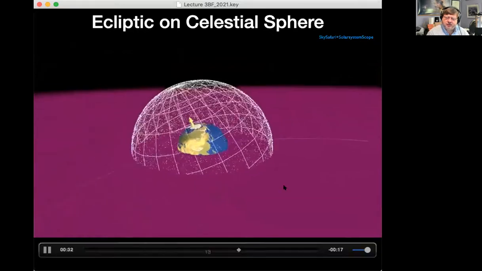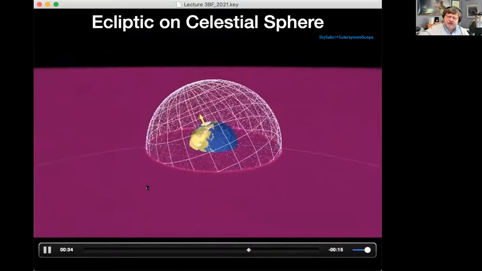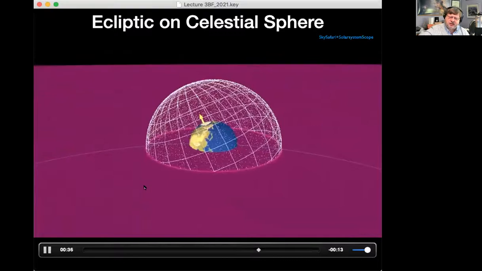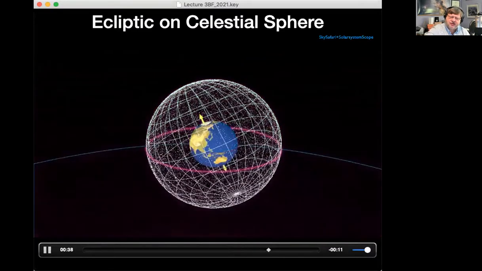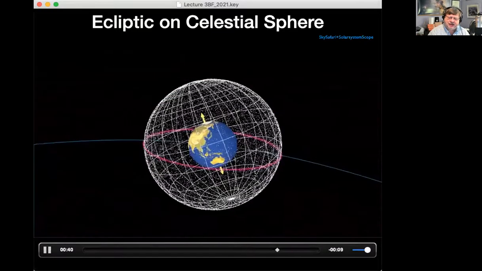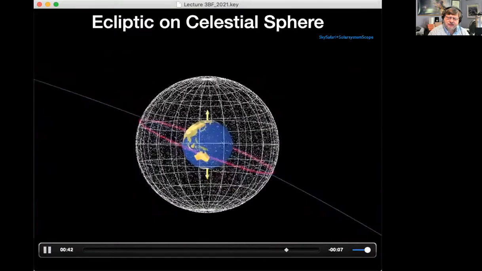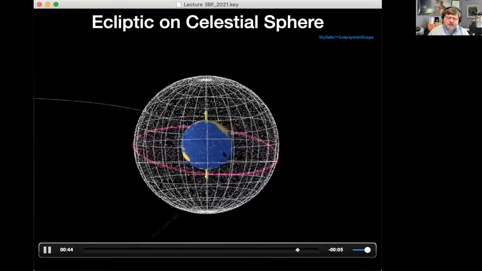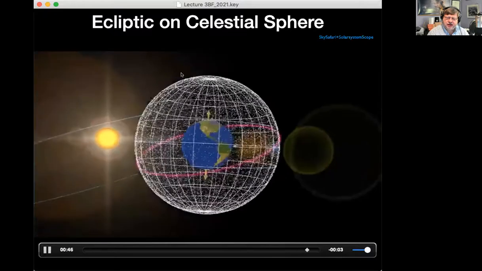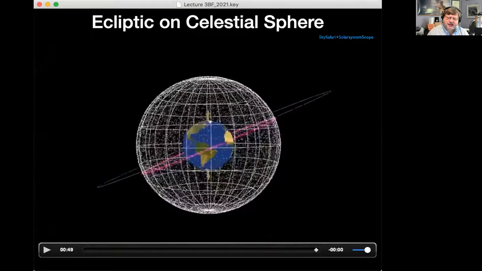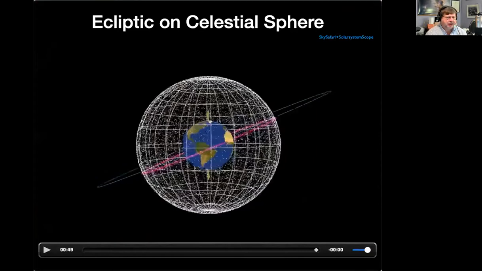Anyway, notice this purple plane is the plane of the solar system. And as it cuts through the celestial sphere, that is the ecliptic. And so the entire universe is visualized as this sphere, the celestial sphere that surrounds the Earth. Of course, that's just a visualization. It's not like that, but that's the way it appears to us.